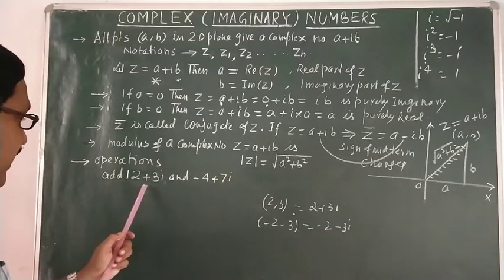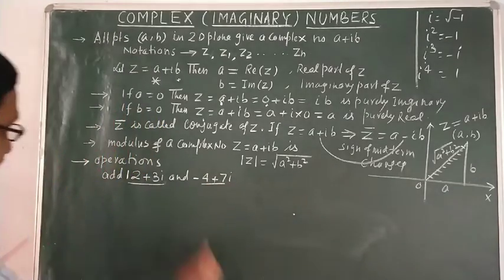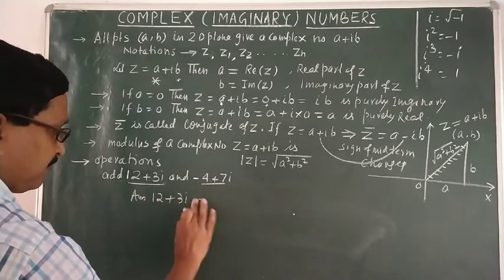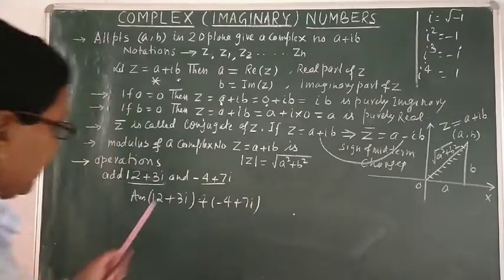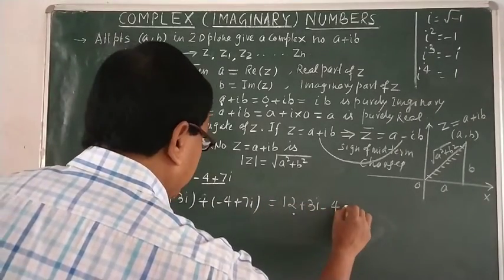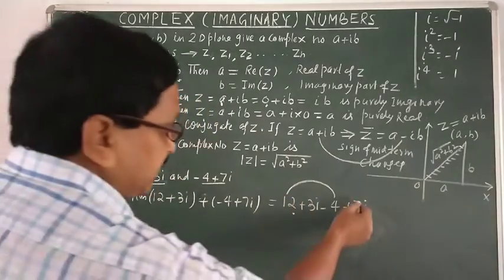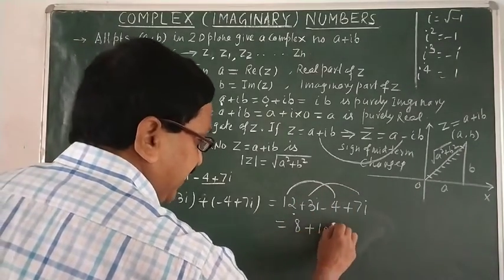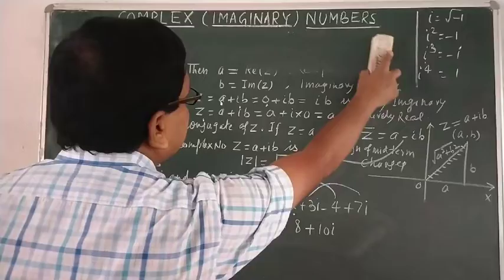Now operations. Add this and this. We are going to add 12 plus 3i and minus 4 plus 7i. So this is equal to 12 plus 3i minus 4 plus 7i. The real part will be composed with the real and the imaginary with the imaginary. So this will be 8 plus 10i. So the addition is performed. The real will be added with real, the imaginary will be added with imaginary.